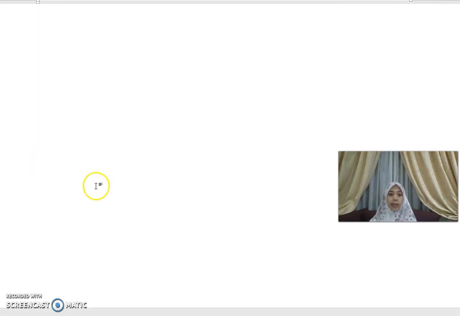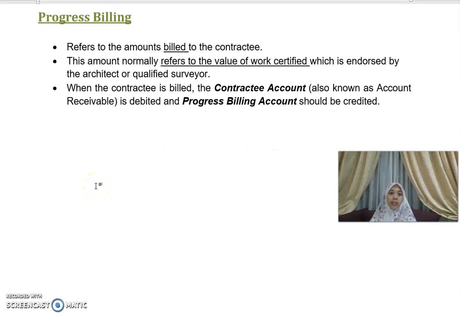Okay. Next, I'm going to explain to you about the progress billing. What is progress billing? It refers to the amount billed to the contractee. This amount normally refers to the value of work certified, which is endorsed by the architect or the qualified surveyor. So when the contractee is billed, the contractee account, or sometimes known as the account receivable account, you need to debit that account, and the progress billing account should be credited. This is progress billing, the amount that you bill to the contractee.